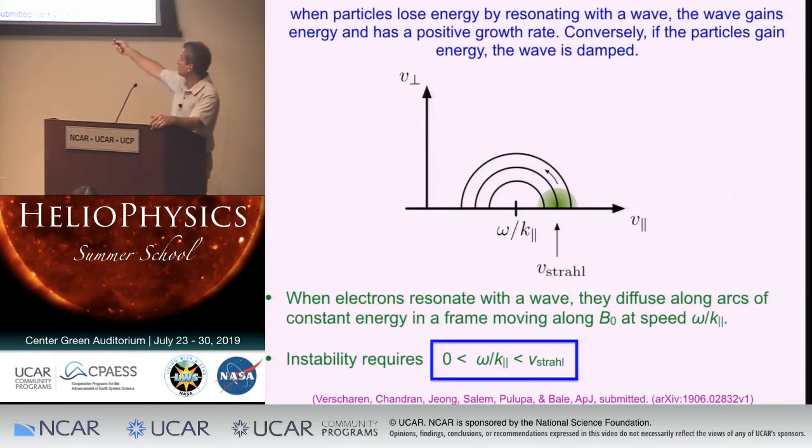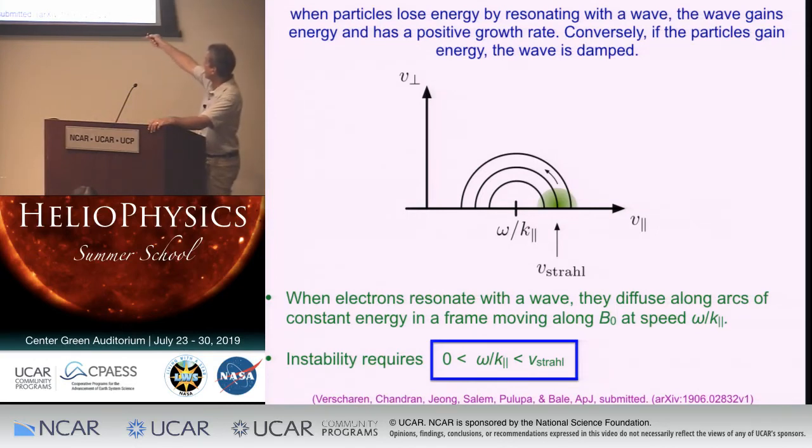If you draw a contour of total energy in the lab frame, it's a semicircular contour centered on the origin. These particles here are diffusing towards smaller total energy. So that means that if we have a wave with zero less than omega over k parallel less than V straw, and the electrons interact with that wave, the electrons lose energy, the wave is amplified. So that's a basic condition.